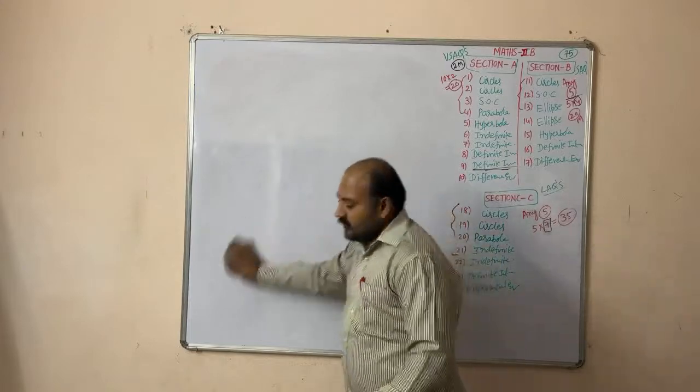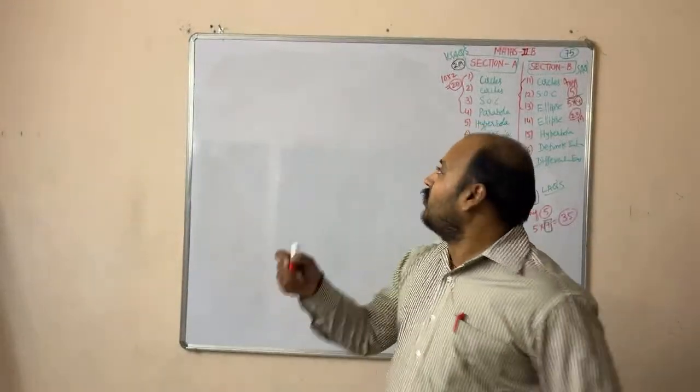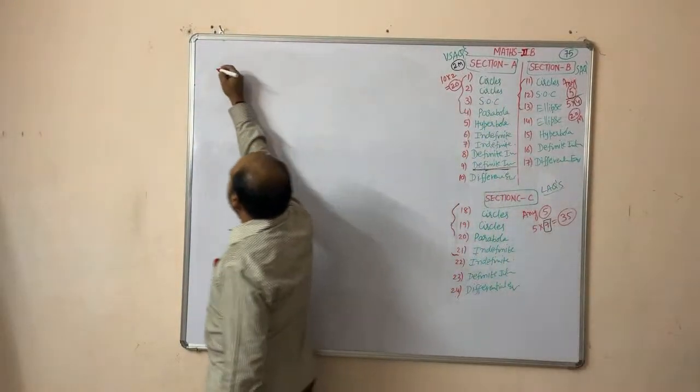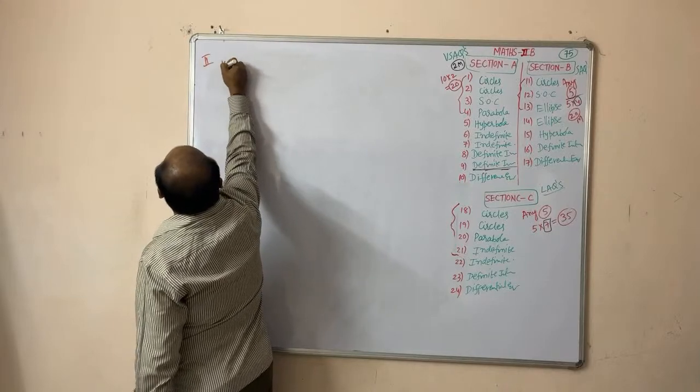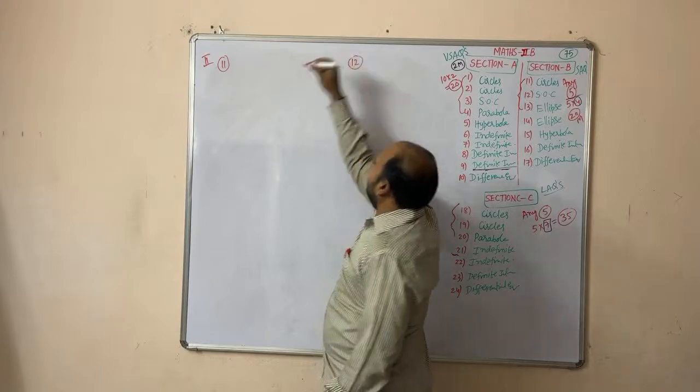I hope the board will be clear now. Previously it was a little black, and now it is clear. Now we will enter into section B. In section B, question number 11 and question number 12, I will explain simultaneously.